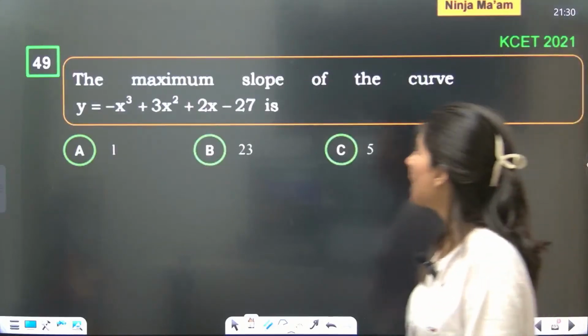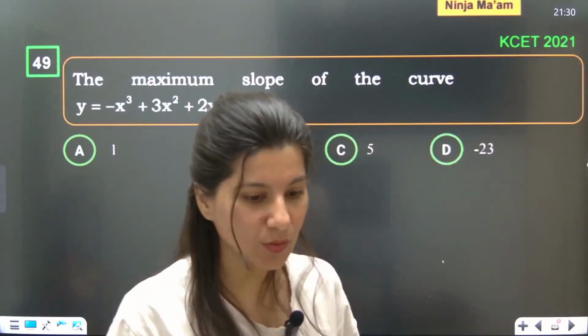Next question on your screen. Maximum slope of this curve is what they are looking for.